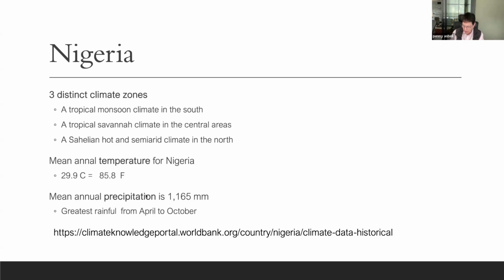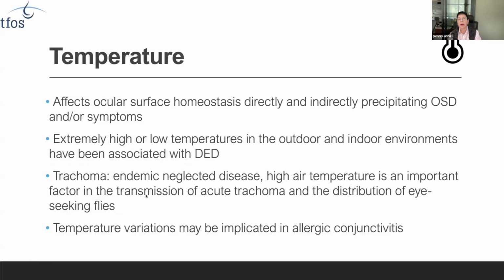So we know that temperature might affect the ocular surface, particularly in the homeostasis of that surface, either directly or indirectly. What's interesting is dry eye disease, here abbreviated DED: extremely high or extremely low temperatures, whether outdoor or indoor, can affect dry eye disease.